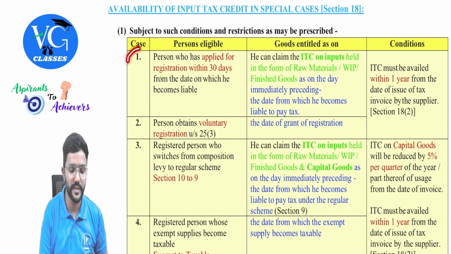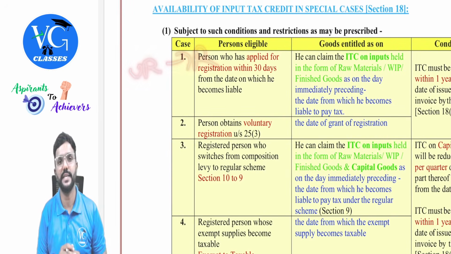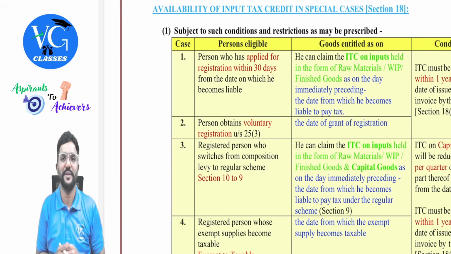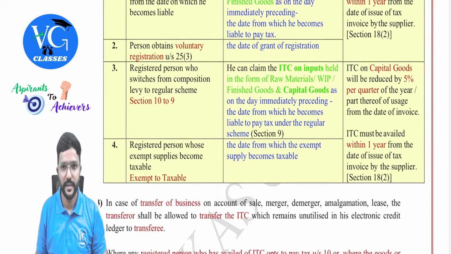Yes. So we discussed both of this. When a person was unregistered, now is getting registered under GST, we give benefit, but not full benefit. Only for capital goods, we are not giving. Whereas for raw material, WIP and finished goods, yes, we are giving. Okay, sir. Next.